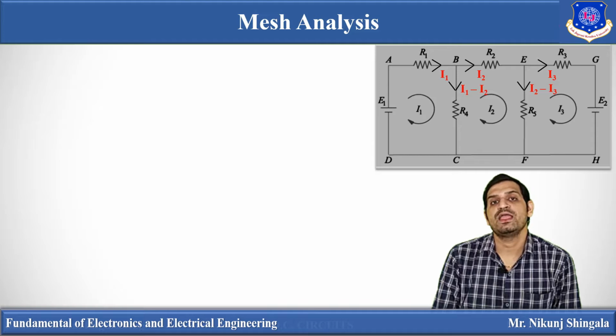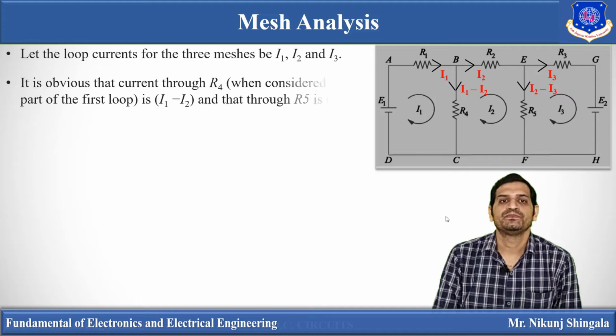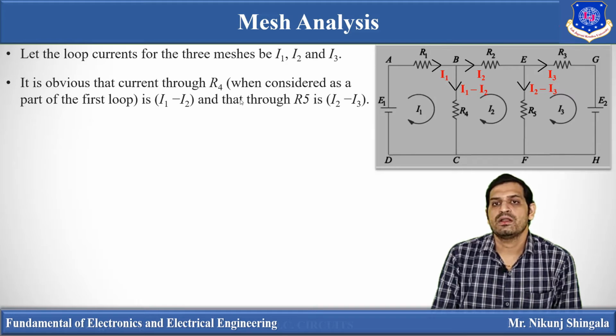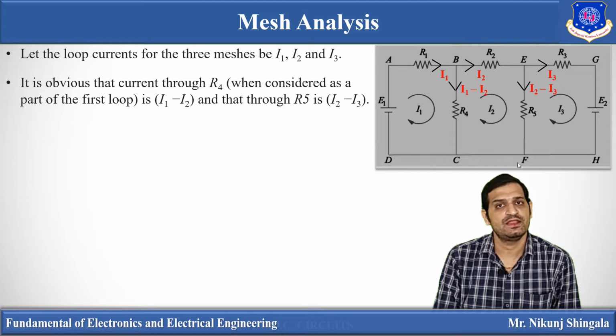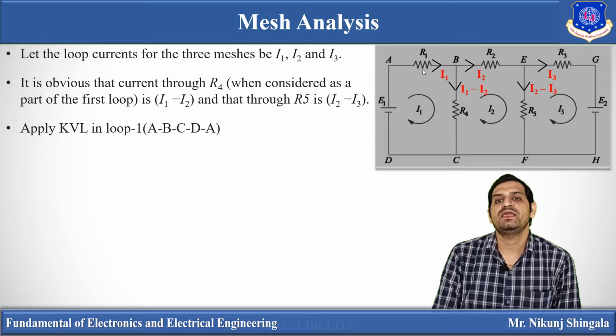So this is the first step. We have to assign current, we have to consider the current in each and every branch. So I1 is a mesh current and I1 minus I2 is a branch current. Similarly, I2 is a mesh current and I2 minus I3 is a branch current. Now, the current flowing through R4 is I1 minus I2 and that flowing through R5 is I2 minus I3, as I told you. Now, applying KVL in this loop A, B, C, D, A.